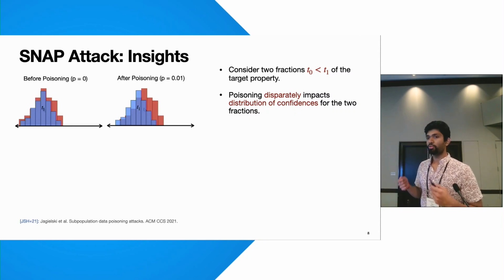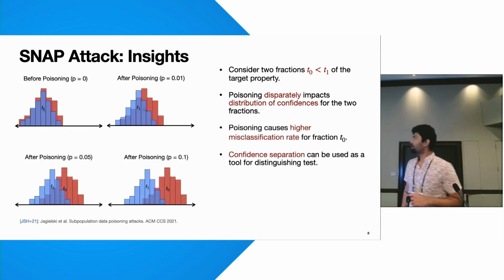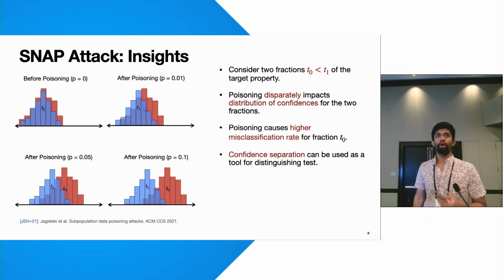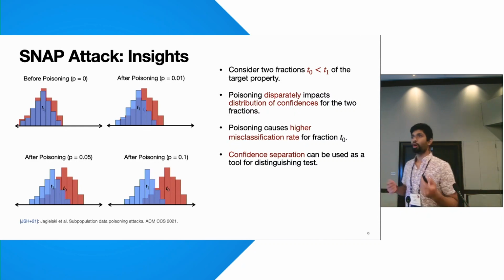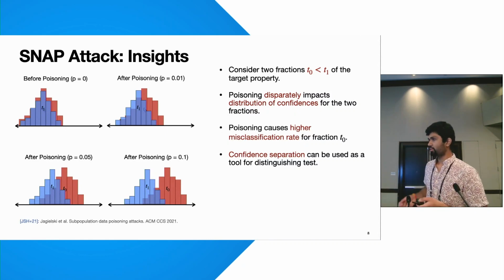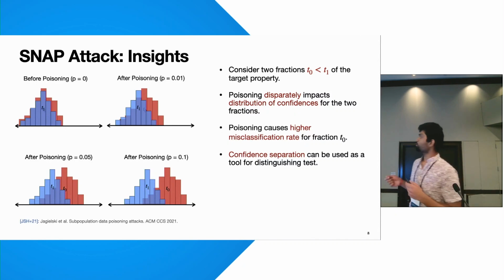But when we introduce poisoning, the two distributions get impacted differently. In fact, when we increase the poisoning rate, we observe that the distribution for the smaller fraction gets impacted more, because the model trained on this fraction has a higher misclassification rate. So now, given this confidence separation we have here, we can use it as a tool for our distinguishing test.